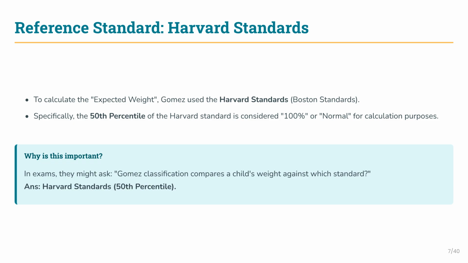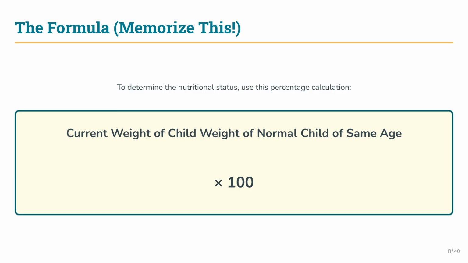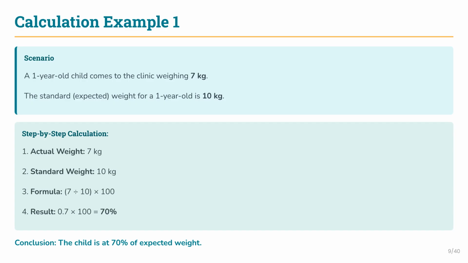To calculate the expected weight, Gomez used the 50th percentile of the Harvard standards, also known as the Boston standards, as the reference for 100% or normal weight. The calculation formula for nutritional status is the child's current weight divided by the normal weight for their age, multiplied by 100. For instance, if a 1-year-old weighs 7 kilograms but the standard weight is 10 kilograms, the calculation is 7 divided by 10 times 100, which equals 70%.